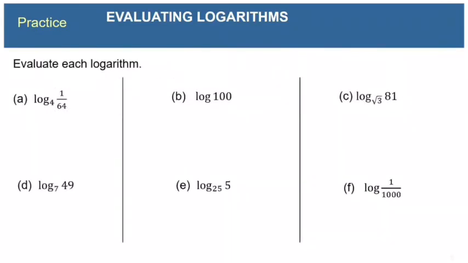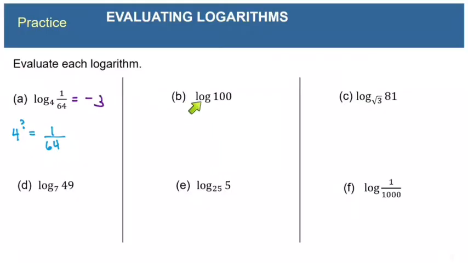Now let's do a few more practice problems evaluating logs. You might pause the video and try these on your own, but I'll go through them with you now. So here we have log base 4 of 1 over 64. So if we write that in exponential form, what is the power of 4 that gives us 1 over 64? Well, we know it will have to be negative, and we know that 4 to the third is 64. So this log is going to be negative 3.